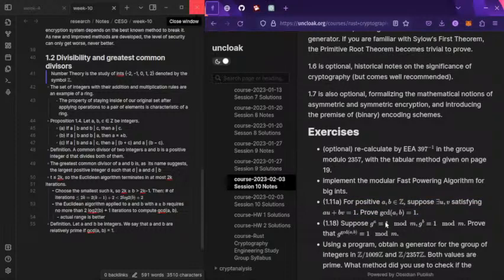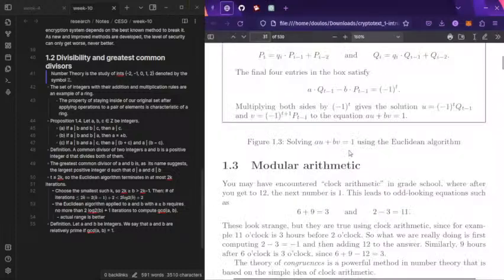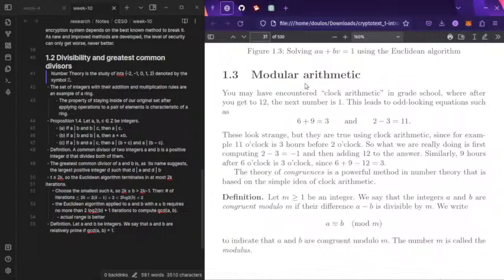Okay, stream quality is terrible today. I need to get to the mod stuff. Okay, so not bad for now. I'll start on modular arithmetic next time. I do have a few meetings.